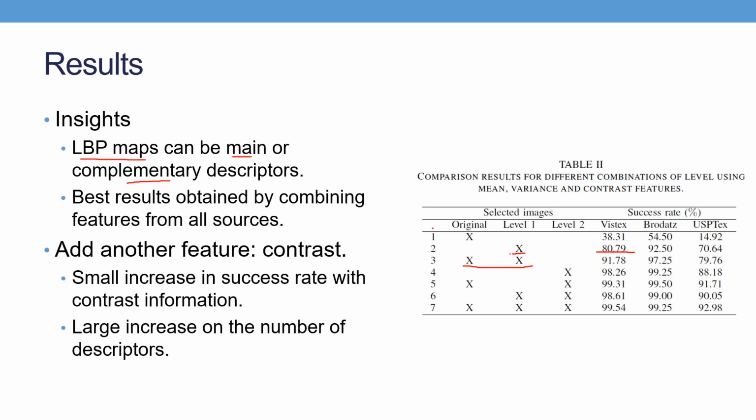If we add more features, for example contrast, we can improve our results even more. We chose contrast because it's quite different from the features that we tested before. Just by adding a new feature, we get a small increase in success rate, but a large increase in the number of descriptors. As you may remember, we have 64 images, so it's 64 more features, one for each LBP map, but we improve the result a little more.